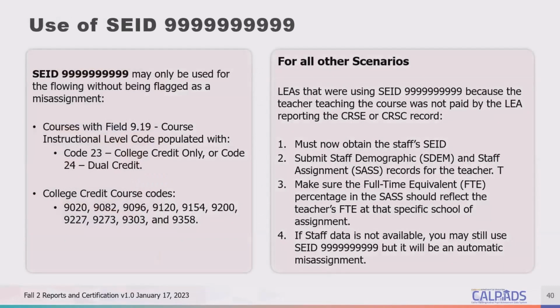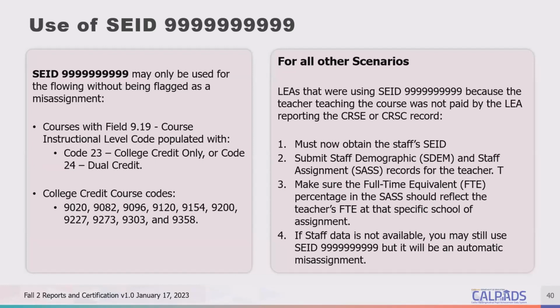And then the use of SEID 999, this is a generic SEID. Karen kind of mentioned this already, but the generic SEID can only be used in the course section. You cannot report staff in the staff demographic or the staff assignment who do not have SEID numbers assigned by the CTC. What the generic SEID will allow for is when you have a teacher who does not have a SEID, you can report that course using the generic SEID. This shows the instruction to the students. That's the purpose of the generic SEID.